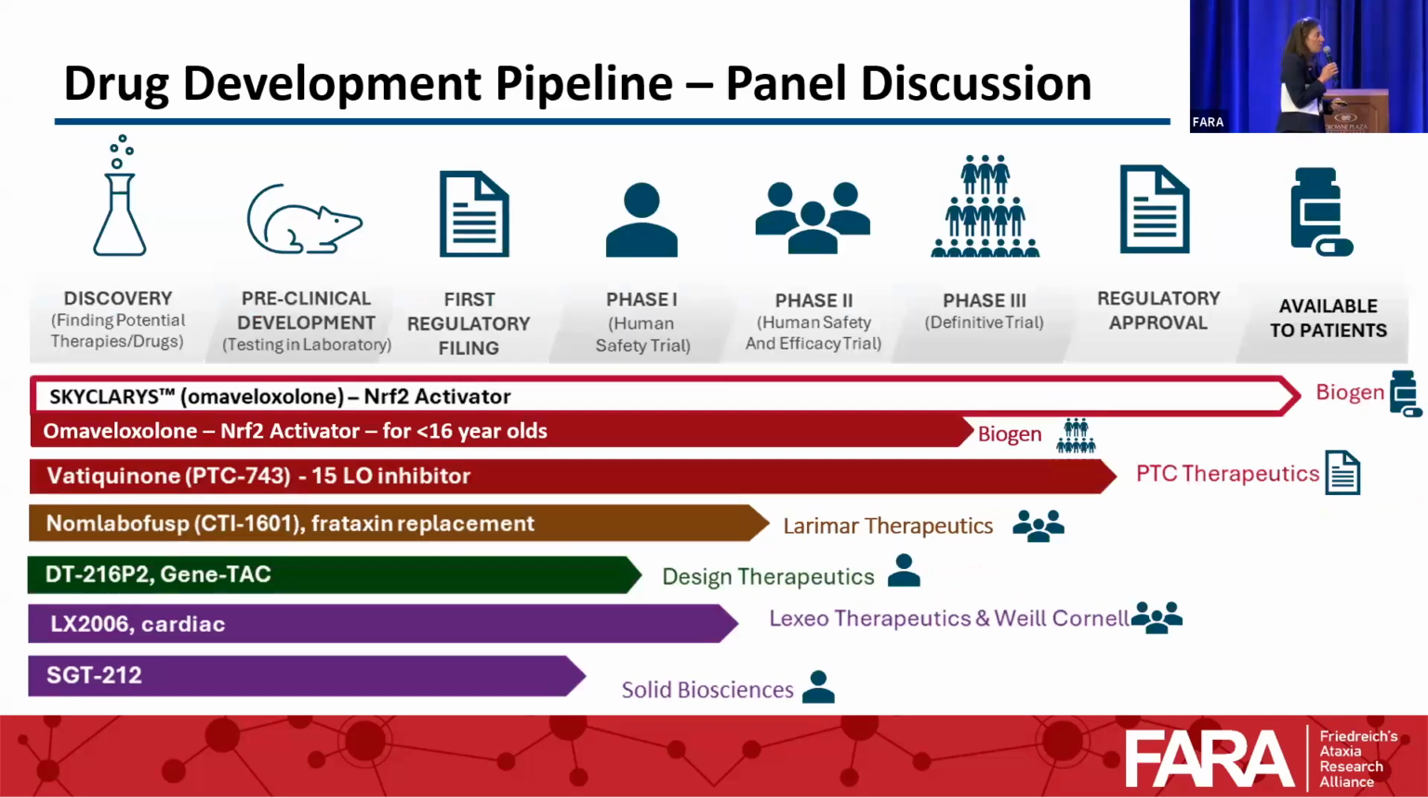And then these are the programs that we're going to cover today. So we're going to talk about omaveloxolone, vatiquinone, nomlabofusp, DT216P2, and then 2 new programs, the 2 gene therapy programs, LX2006 and SGT212. And it is a tongue twister. I don't make up these names. Nobody asked me. I had to come up with something much easier, A, B, C, D. But these are the programs we're going to cover today.